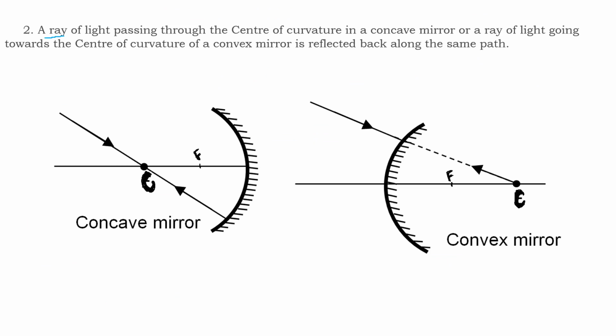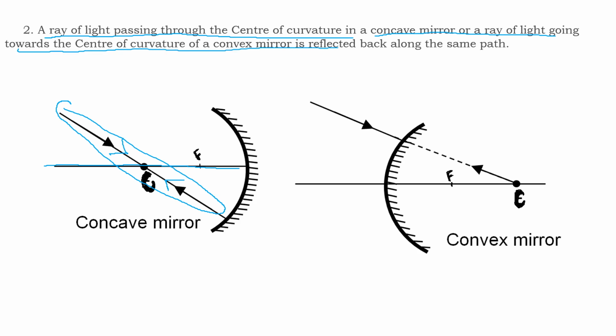The second rule is saying a ray of light passes through the center of curvature. This is the principal axis. Now a ray of light passing through the center of curvature goes undeviated or follows the same path. If you see here, they are both coming and going. So in a concave mirror, or a ray of light going towards the center of curvature for a convex mirror, is reflected back along the same path. This is for the concave mirror, this is for the convex mirror. You can see that only a single ray is there because it is going in this direction, and then it is coming back in the same direction.